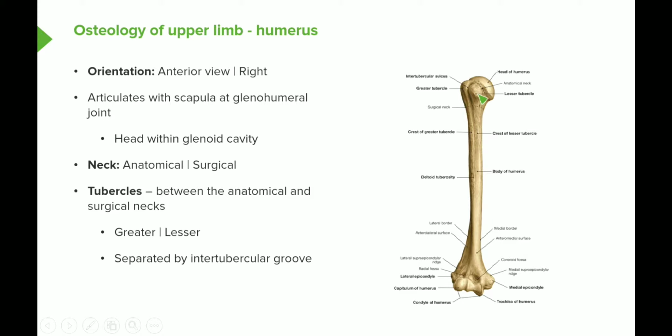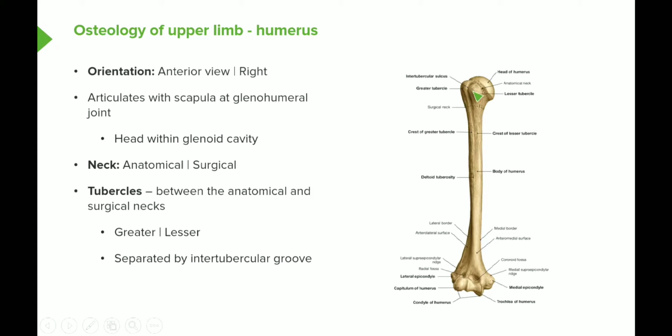The second neck I want to talk about is the surgical neck, and that runs around the humerus below, or inferior to, these two tubercles. Let's concentrate on the tubercles for a moment. We have the greater and the lesser tubercles, and these are important in offering sites for muscles to attach. So importantly, the rotator cuff muscles attach to the greater and the lesser tubercles, and these are separated.